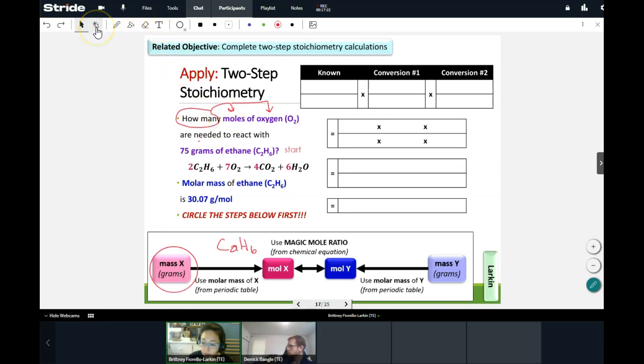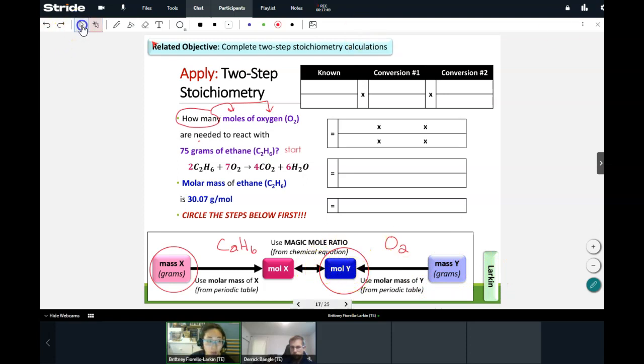Now, is that the same chemical or a new chemical? Tell me in the chat. If I start with ethane and end with oxygen, is that the same chemical or a new chemical? Yeah, this is going to be our new chemical. So I'm going to make the new side, the blue side, my oxygen. And again, we're solving for moles, so that would make this my last step. Smiley faces, emojis in the chat, everyone, if you feel comfortable with that. I'm not getting all the way over to mass. I'm only getting to moles here.